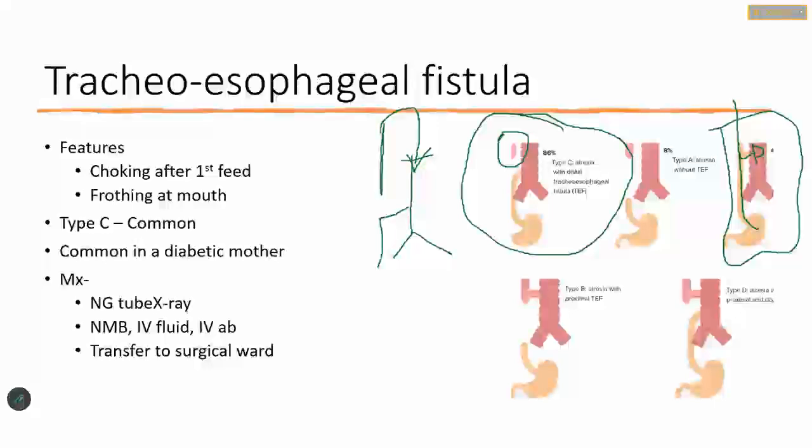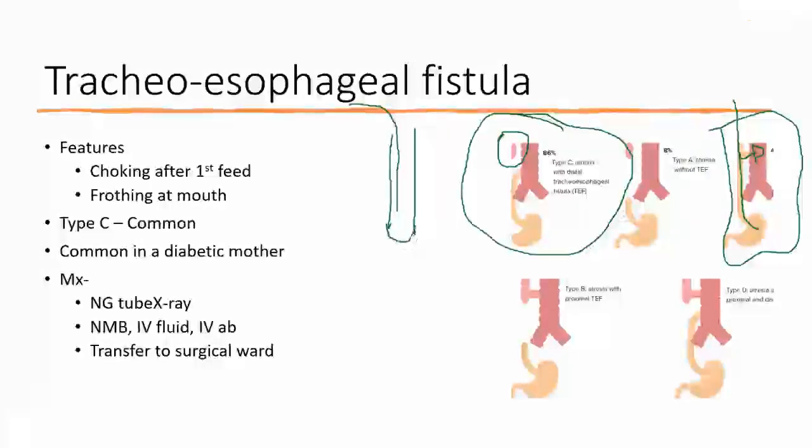So when we put an NG tube and do an X-ray, what happens is, there will be an esophagus. When we put an NG tube in, because this is a blind end, it will turn back. So when we do the X-ray, we can see the U-shaped turning of the NG tube.